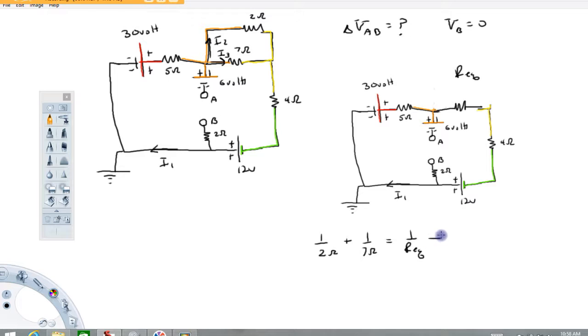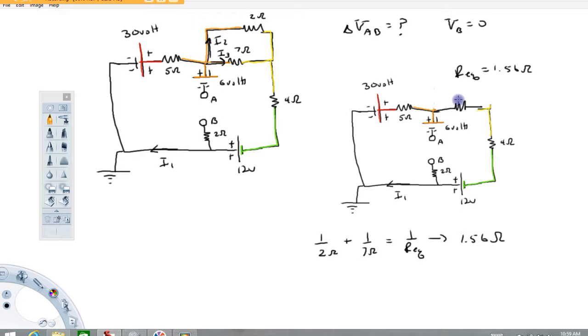And if I solve this for R equivalent, I got 1.56 ohms out of that. Now when you do a parallel combination, your results should always be smaller than the 2 resistors in parallel that you're dealing with. So I've got some confidence that's probably good. All right, 1.56 ohms for the value of this resistance.